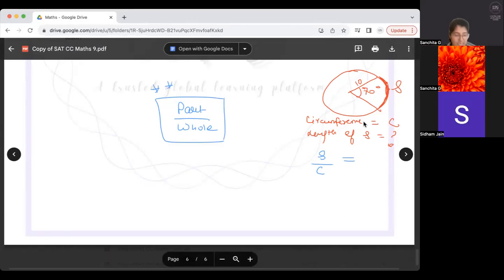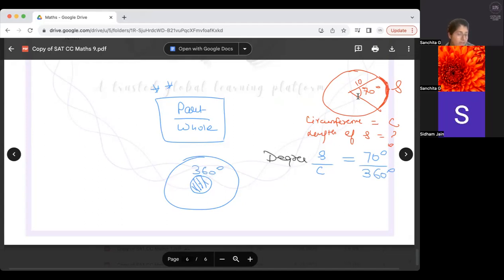What is it? 70, no? Correct, 70 degrees is the part. For the whole, what is the total degree? Not the leftover degree, the total degree. What is it? 360, no? Yes, correct. So this is 360 degrees. Clear? This is in degrees.